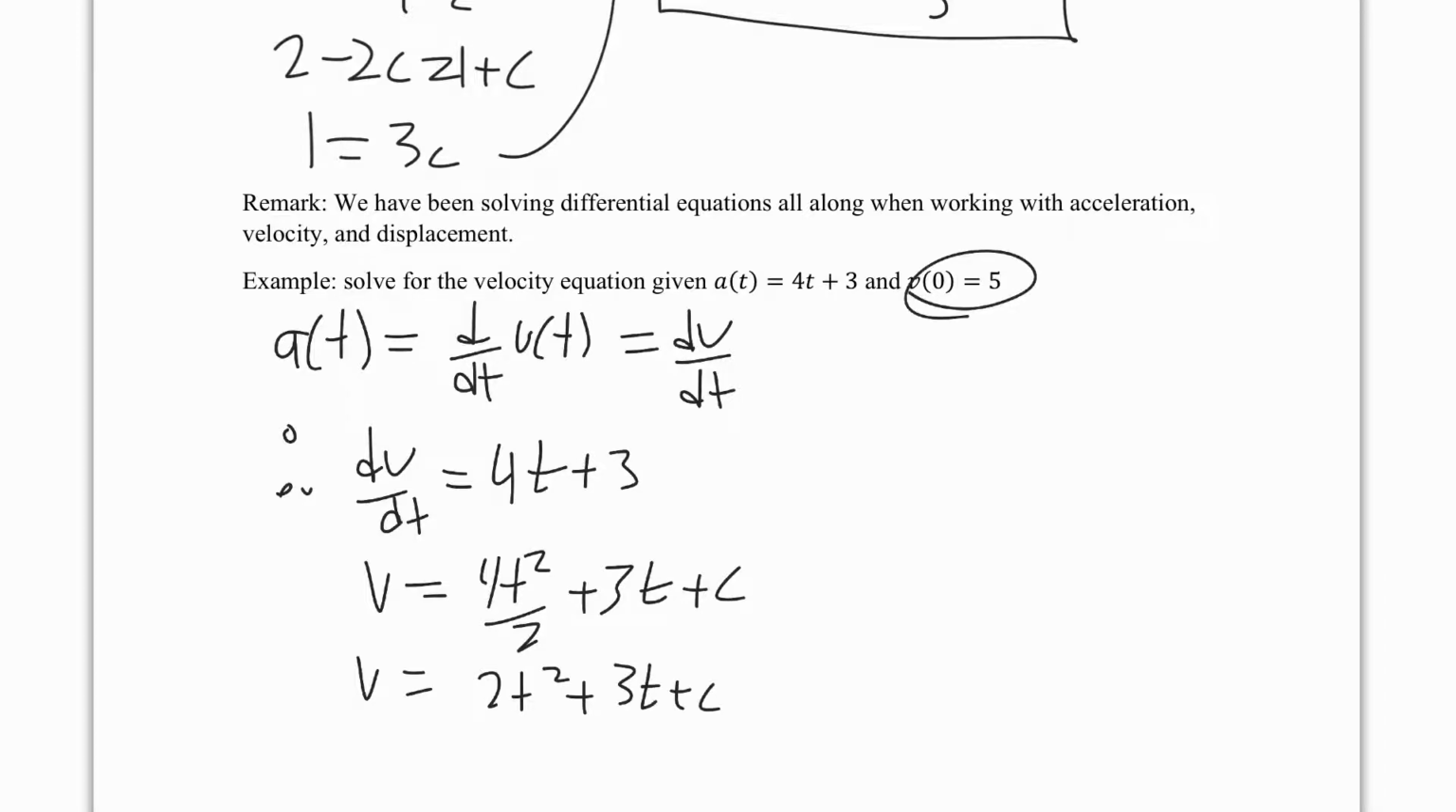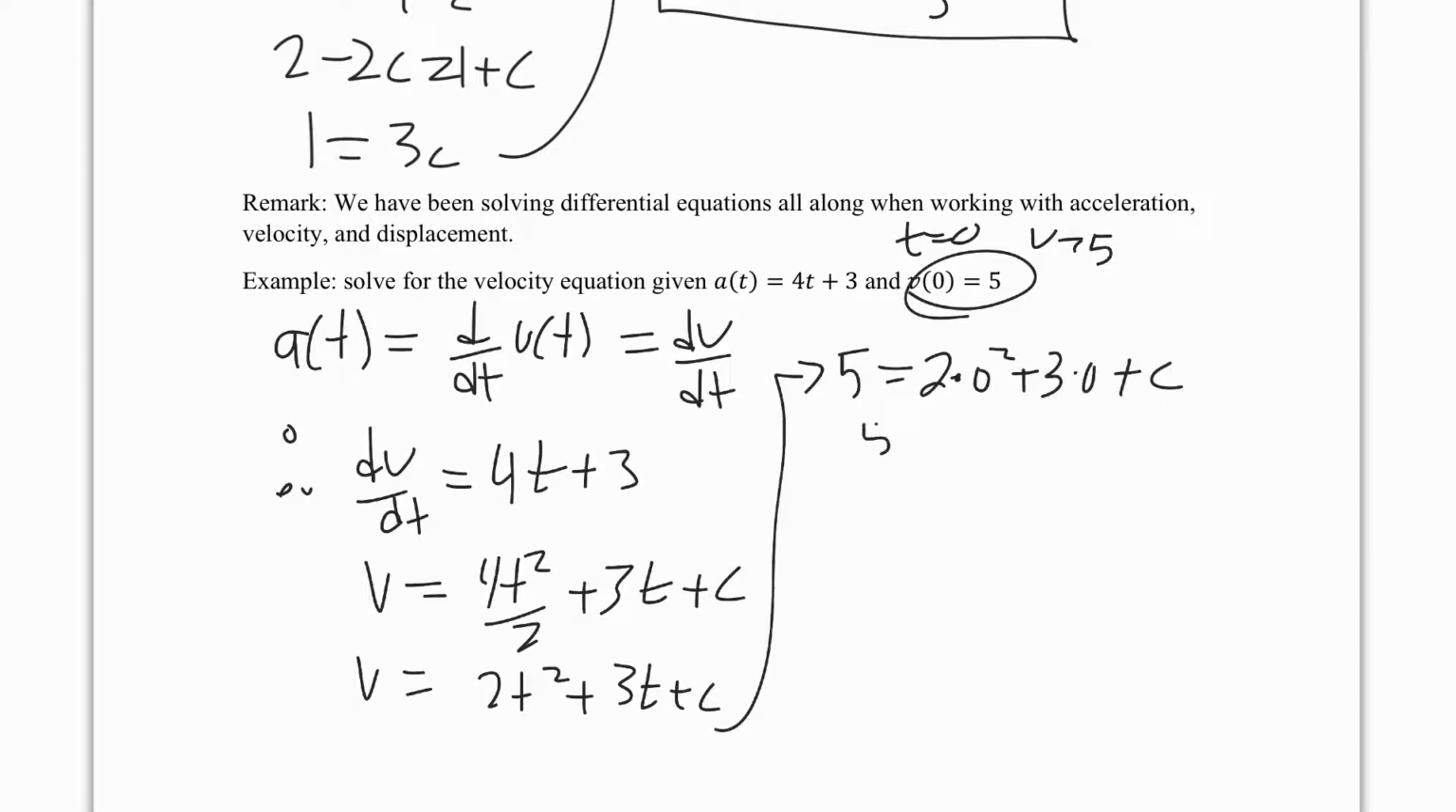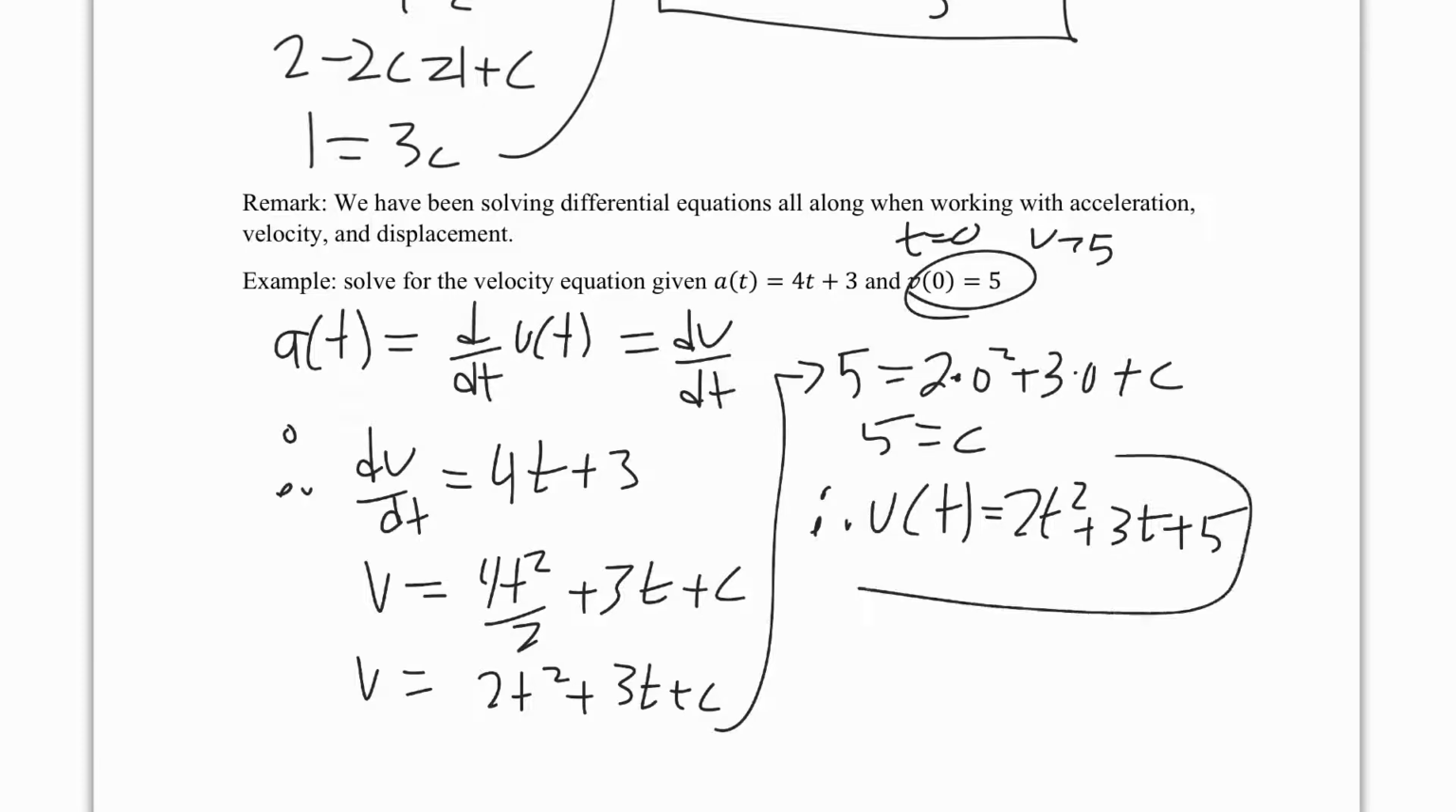We then use this initial condition that v of 0 is 5. And so we go ahead and say, well, that means t is equal to 0, v is equal to 5. We can plug that in. And so we'd have 5 is equal to 2 times 0 squared plus 3 times 0 plus c, or 5 is equal to c. And so therefore, our final equation, v of t, is 2t squared plus 3t plus 5. This is our solution to our differential equation.